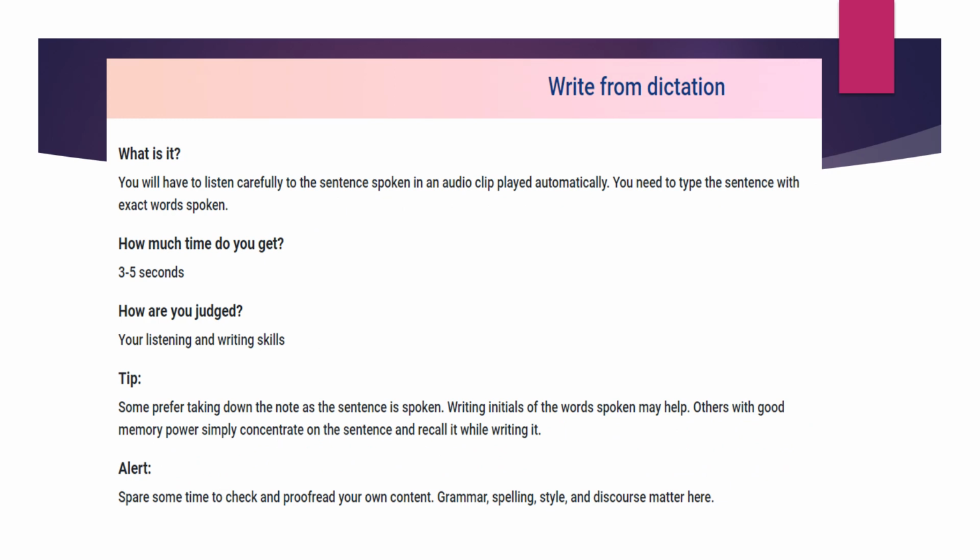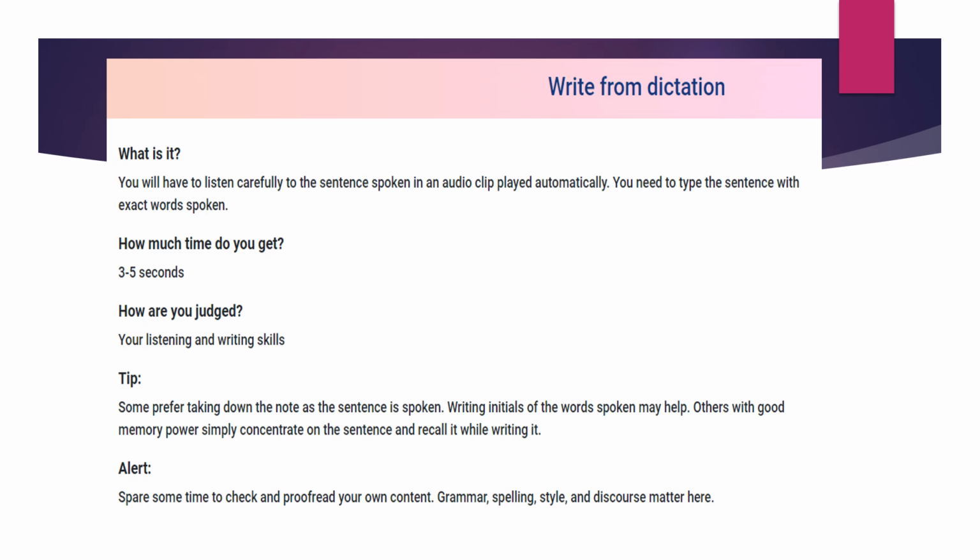So moving towards the next question, we have write from dictation. In this section, you will have to listen carefully to the sentence spoken in an audio clip played automatically, and you need to type the sentence with exact words spoken. So the time is 3 to 5 seconds, and your listening and writing skills will be judged.